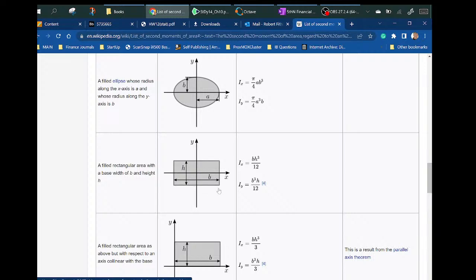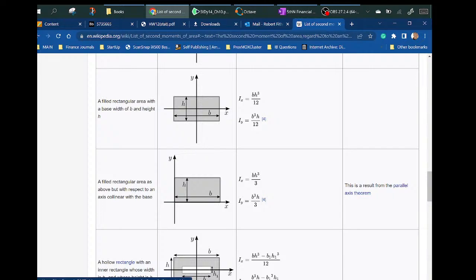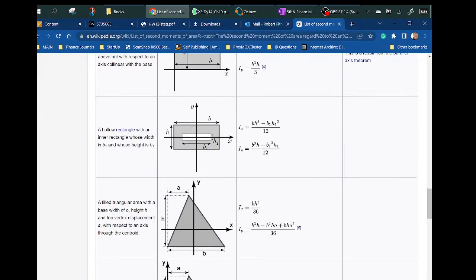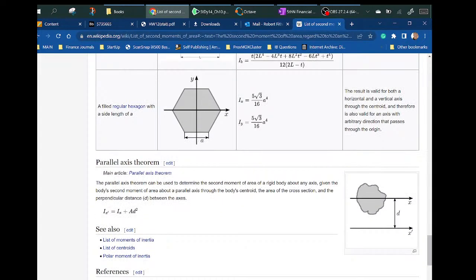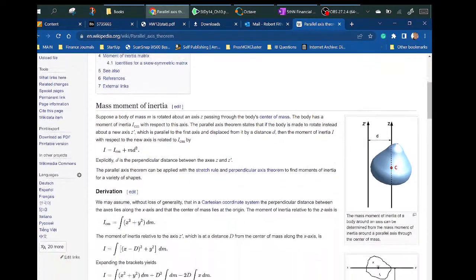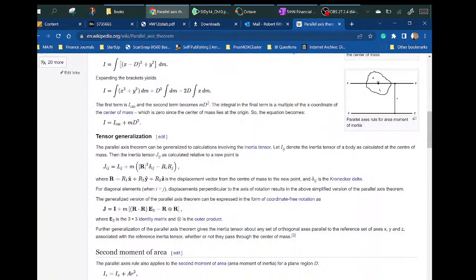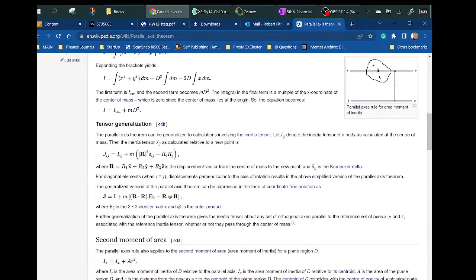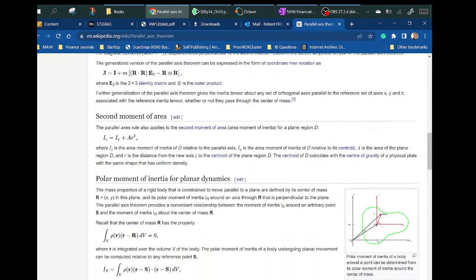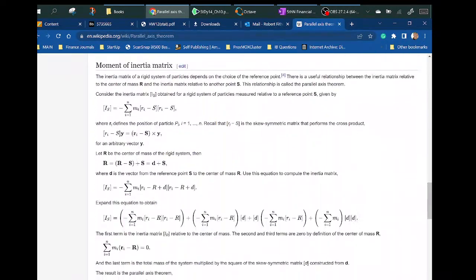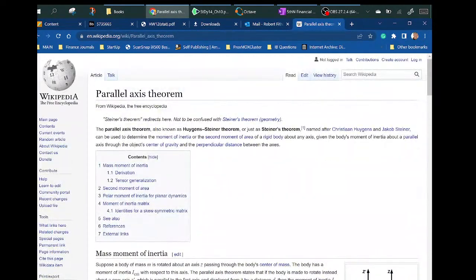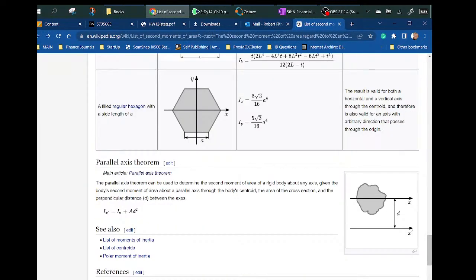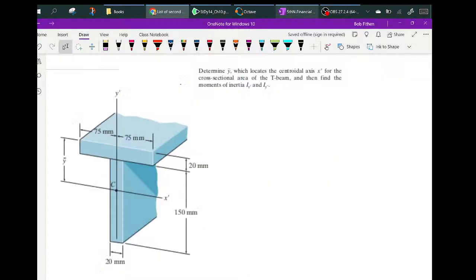So this table is a little weak, but it's okay. And so there's the parallel axis theorem. If you go here, you'll see a little bit of the derivation. I think our book does a reasonable job of that. This might be a little too much, but it's okay. Go back. So let's get to work.